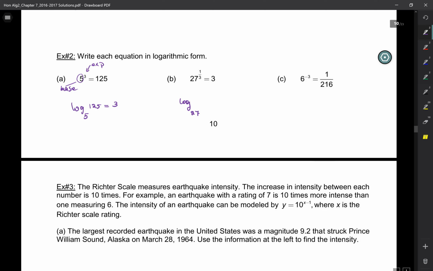27 to the power of 1/3 equals 3, obviously, because 27 to the power of the exponent is equal to 3, okay? And what about this one? Log base 6 of 1 over 216 equals -3, okay?